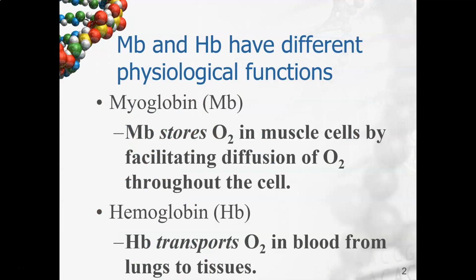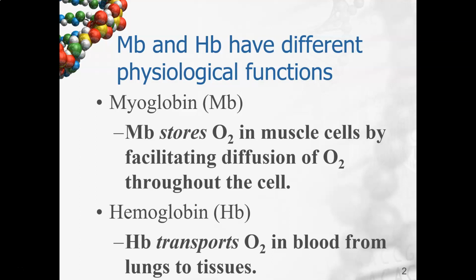So let's go on. Myoglobin and hemoglobin have different physiological functions. Myoglobin stores oxygen in muscle cells by facilitating diffusion of oxygen throughout the cell, whereas hemoglobin is an oxygen transporter in blood. So they have different physiological functions, and they're found in different tissues. They must have something in common because they can both bind oxygen, but there must be some differences too.